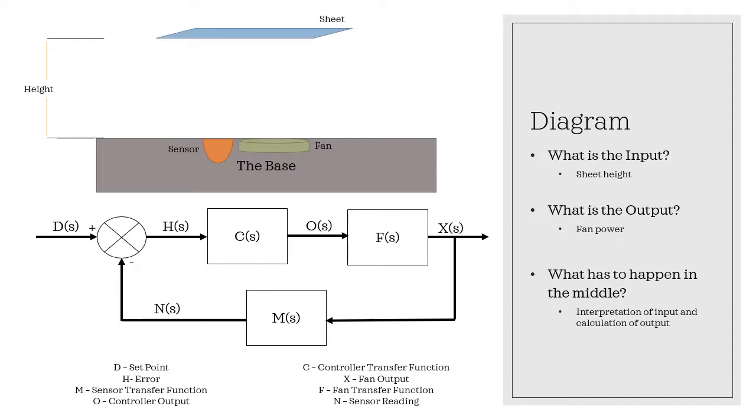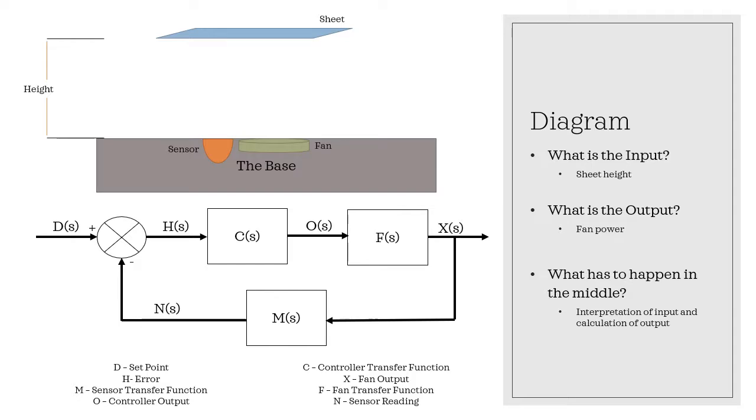Now it's negative because we're measuring the difference between our set point d of s and our actual measured height n of s. And then we're sending the error h to our control system. Our control system doesn't really need to know how high it is. If it's 50 centimeters from the base, that's not super important. What it needs to know is that it's 3 centimeters away from where we need it to be, because that's what's going to determine the adjustment of our system.